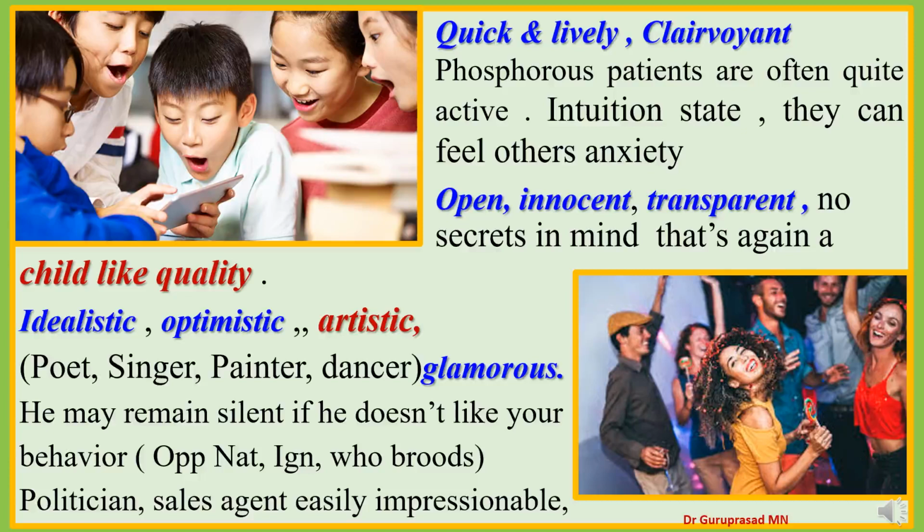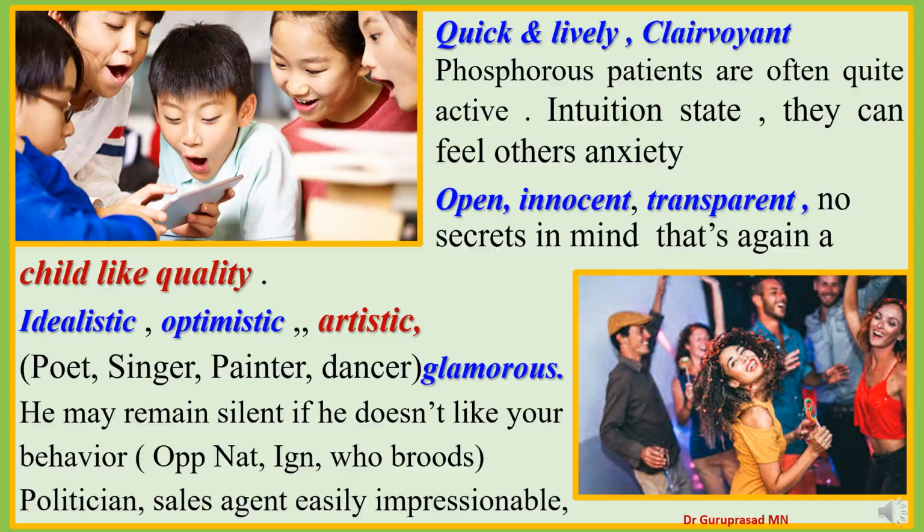A Phosphorus person may be a very good singer. A Phosphorus person may be a very good painter. A Phosphorus individual may be a very good dancer. A Phosphorus person may be a very good poet. They have a glamorous life. He may remain silent if he doesn't like your behavior.